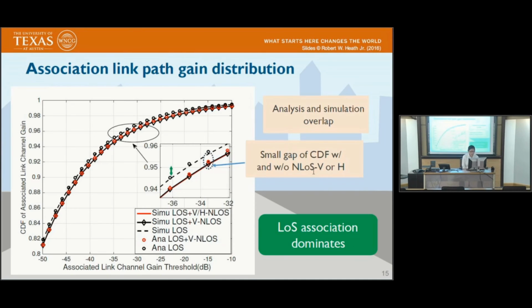The first observation here is that our analytical results match perfectly well with the simulation results. So this verifies that our previous analysis framework is a very accurate characterization of the performance of this network. Another observation is that there is a very small gap in the CDF with and without the non-line of sight base stations. You see the gap is smaller than 0.01. So this means that line of sight association still dominates. In most cases, the receiver will be associated with the base station on the line of sight street.